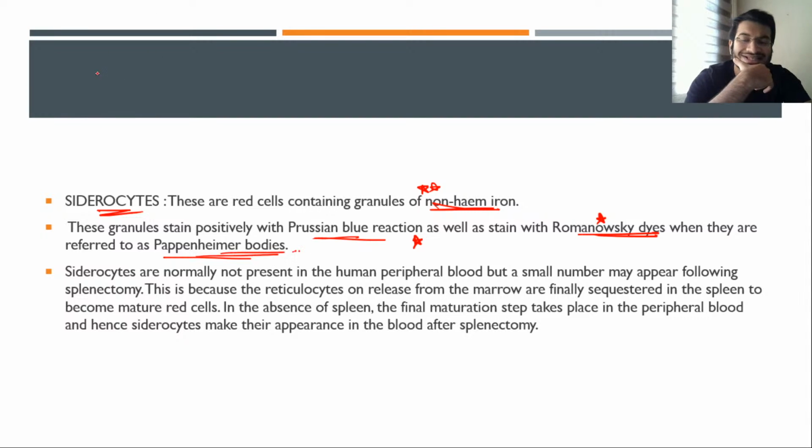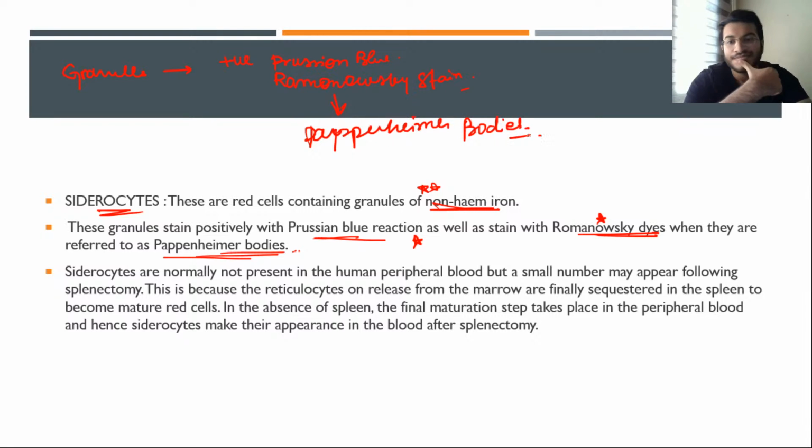So these granules are stained positively with Prussian blue के साथ and Romanowski stain के साथ. And thus they are referred to as Pappenheimer bodies. Siderocytes are normally not present in the human PBF, but a small number may appear following splenectomy.